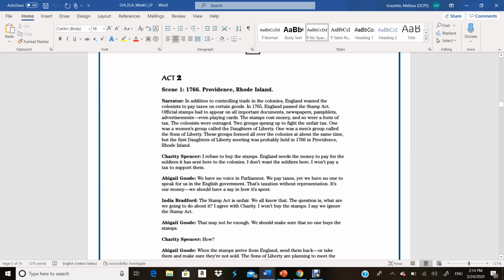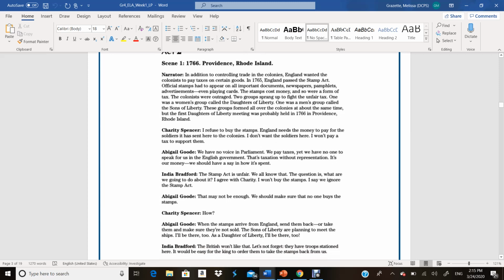The colonists were outraged. Two groups sprang up to fight the unfair tax. One was a women's group called the Daughters of Liberty. One was a men's group called the Sons of Liberty. These groups formed all over the colonies at about the same time, but the first Daughters of Liberty meeting was probably held in 1766 in Providence, Rhode Island.